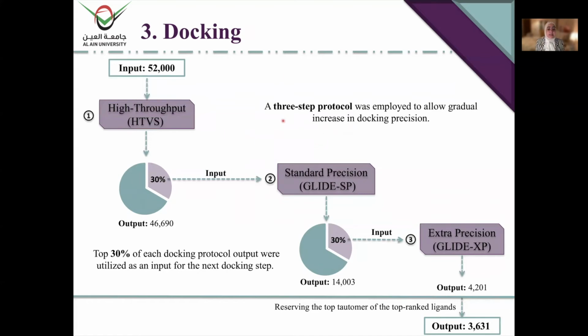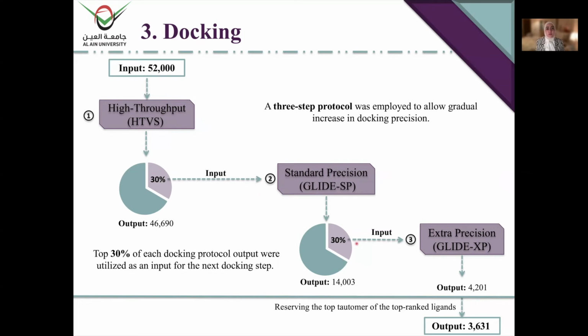We employed a three-step protocol in our docking to allow the gradual increase in docking precision. The top 30% of each docking protocol output were utilized as an input for the next docking step. For example, when the output of our first docking protocol, which is high throughput, was approximately 47,000 compounds, we only captured the top 30% of these compounds, which equals 14,000 something, as an input for the next docking step, which is the standard precision, and so on and so forth.